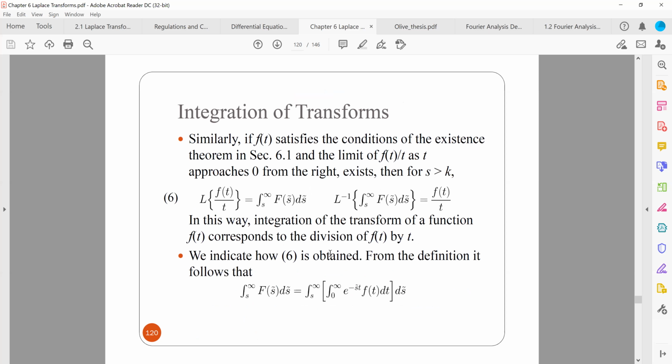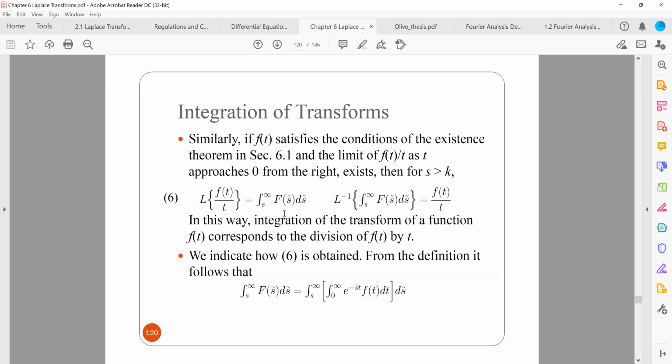We will go to the integration bit. So for integration, if you have a function f(t) and you know its Laplace transform is F(s), then the integral of its Laplace transform is the same as getting the Laplace transform of f(t) divided by t. So the Laplace transform of f(t) over t is equal to integrating F(s). That's all there is to it.